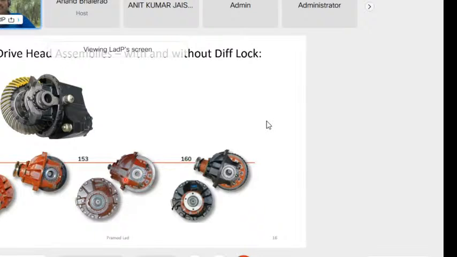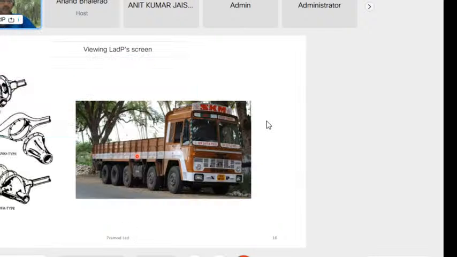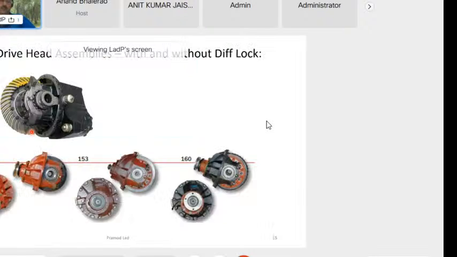These are pictures of various drive head assemblies. These are typically used here. You can see this arrangement. This is one hollow casting shown here, but in this banjo type, these are the drive heads which get attached to the beam construction we saw. So these are different types of constructions, with diff-lock and without diff-lock. And here you can see this is the shifting fork. This is the shift sleeve, which is used to lock a differential in different situations.